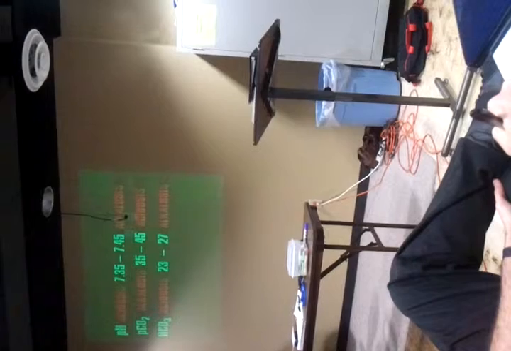Now for the fun part, the family tree of an ABG, or name that baby. First, start by writing down these normal values. pH, 7.35 to 7.45. PCO2, 35 to 45. HCO3, 23 to 27.